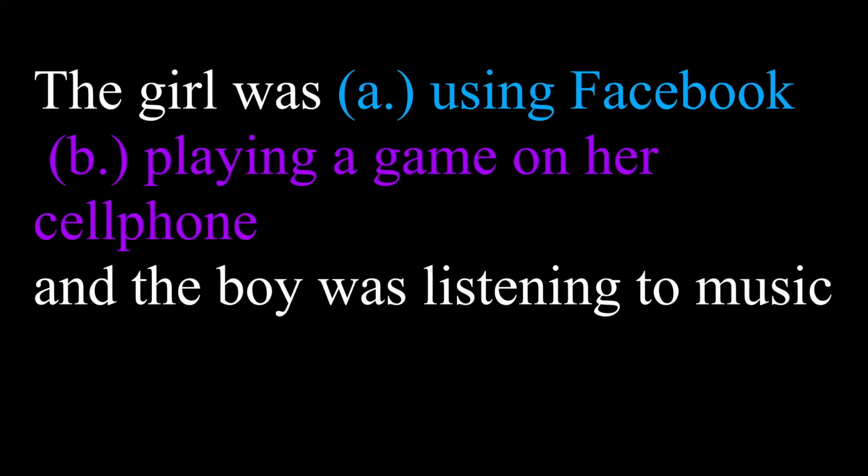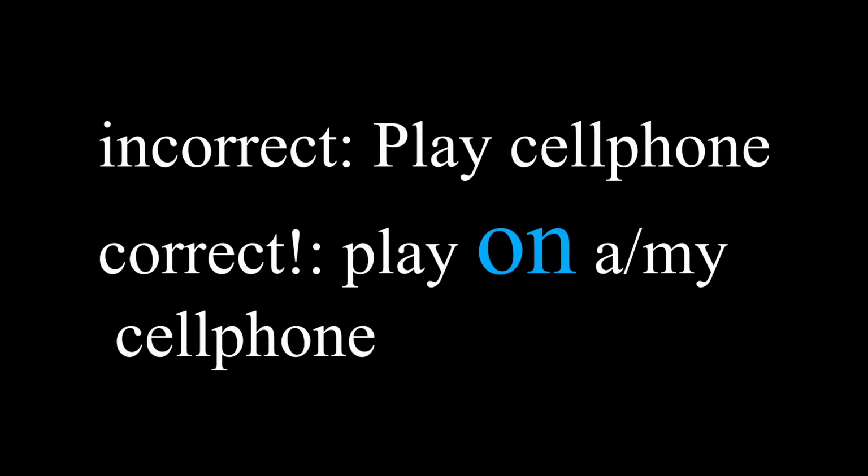So in this example, we could talk about how this girl was A, using Facebook, or B, playing a game on her cell phone, and the boy was listening to music. So we say using a cell phone and playing a game. We don't just say play cell phone, you have to say doing something or playing something, okay? So it's incorrect to say play cell phone, it's correct to say play on a cell phone or on my cell phone.